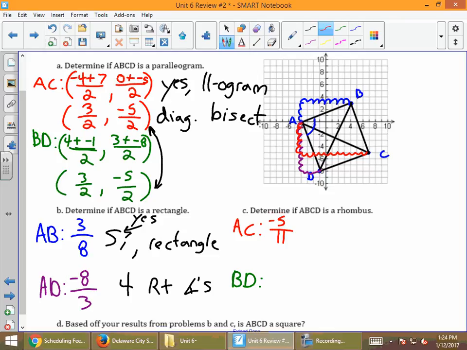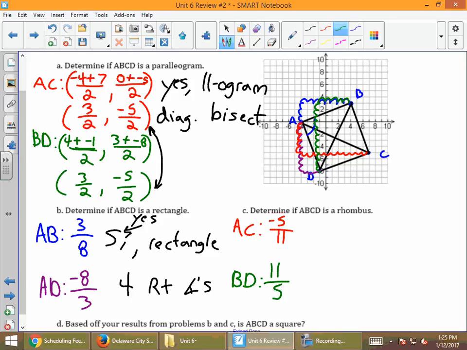Let's find BD. I know it's BD, but I like to go left to right. Just keep things positive. If you could, just make sure you go up or down first. I'm starting at D. If I go from D to B, what do I need to do? Up. 1, 2, 3, 4, 5, 6, 7, 8, 9, 10, 11. I went up 11. How far do I go over? 1, 2, 3, 4, 5.